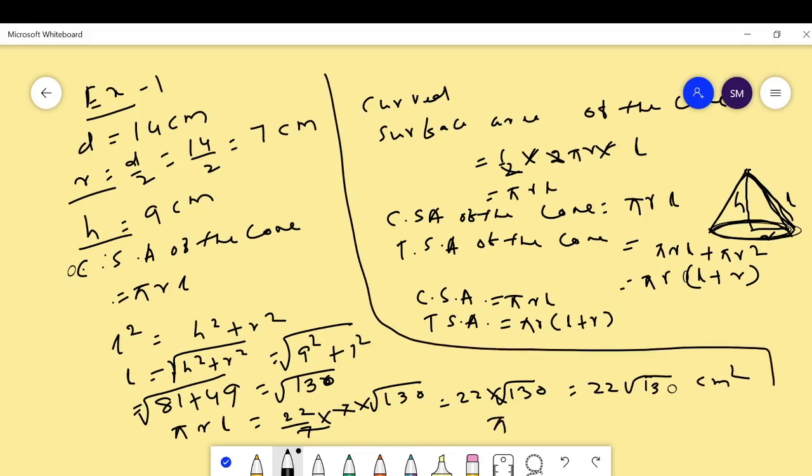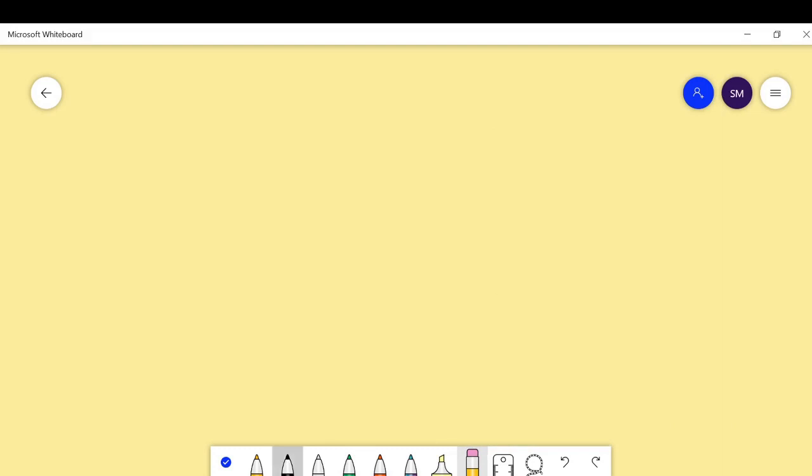Curved surface area is equal to pi r l, which is equal to 22 root 130 centimeter square. Okay. Then next questions. I have already told you, please students do your worksheet and ask me your doubt. I will clear all your doubts. Then example 2. Always try to practice a variety of questions, which will be helpful for you.